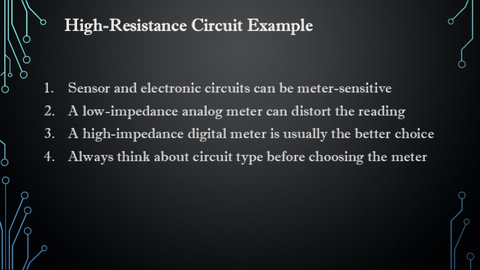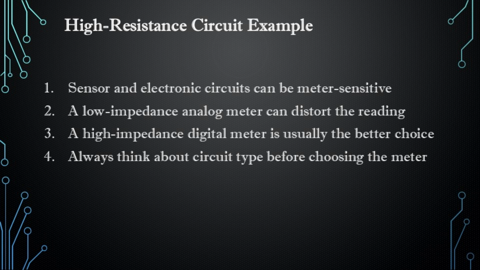Slide 13, high resistance circuit example. Now let's move to the opposite type of circuit, high resistance and electronically sensitive circuits. In these circuits, meter choice becomes extremely important. A low impedance analog meter can distort the reading simply because it affects the circuit too much when connected. That makes the meter itself part of the problem.